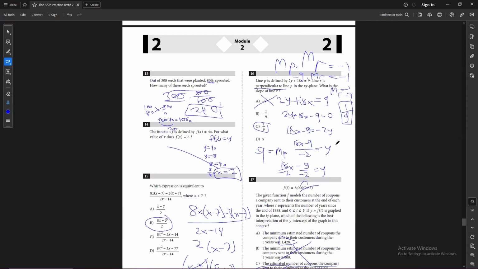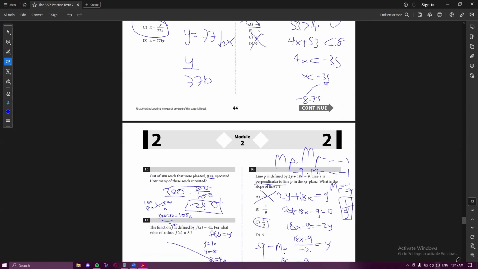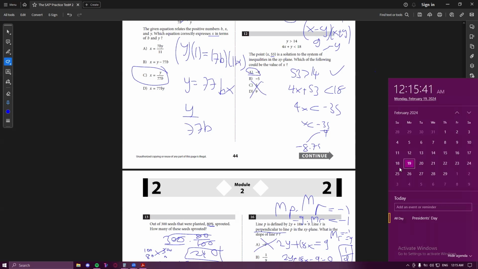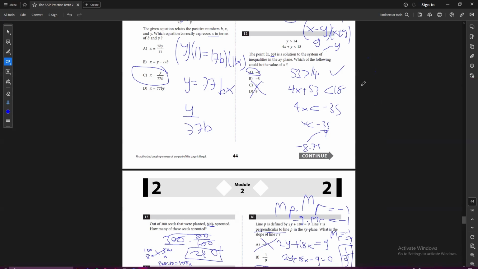The digital SAT is approaching in March, and you guys still have time to prepare for the SAT. There are a lot of days in front of you. So even in these 2-3 weeks, you will be able to learn a lot of things.